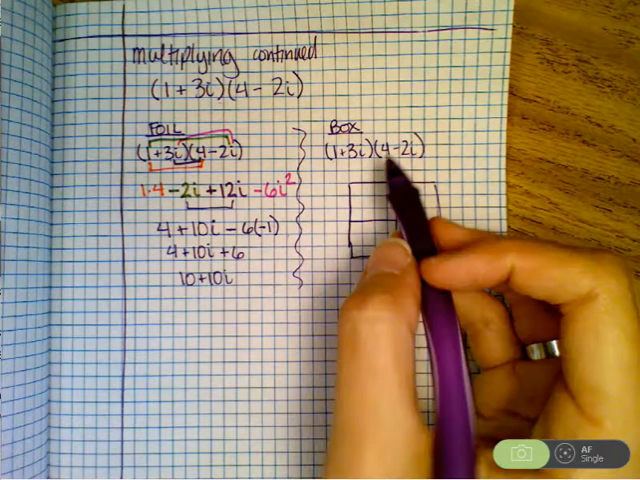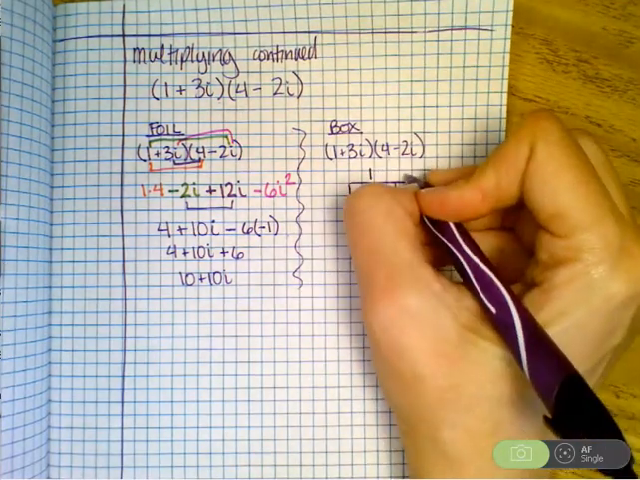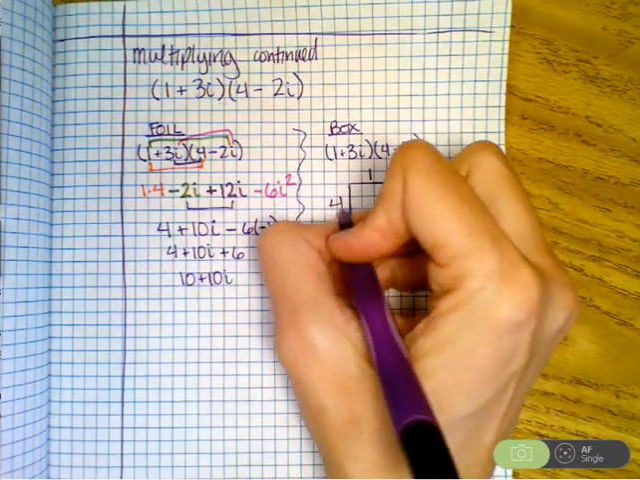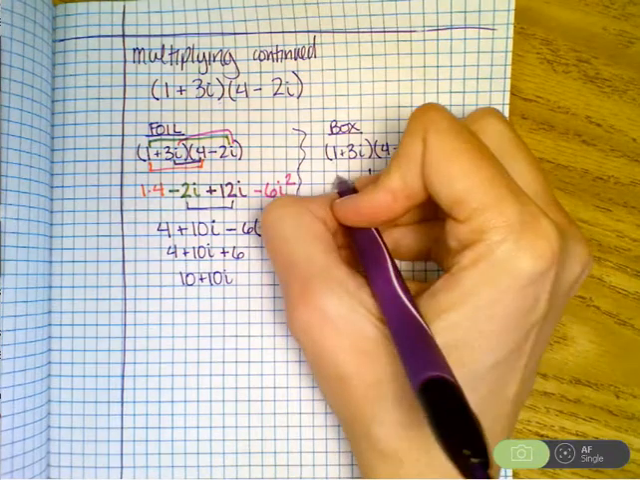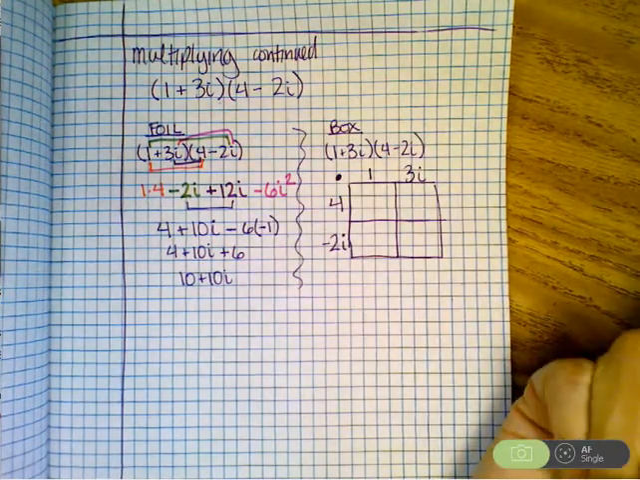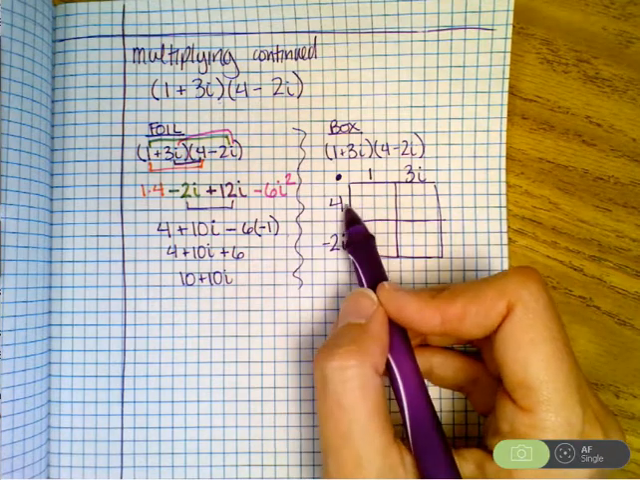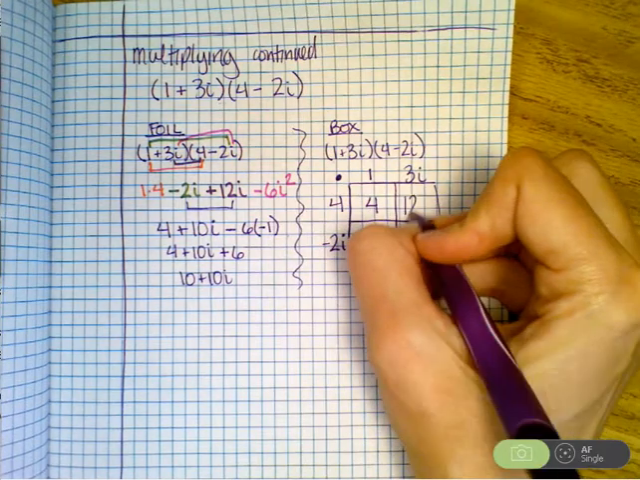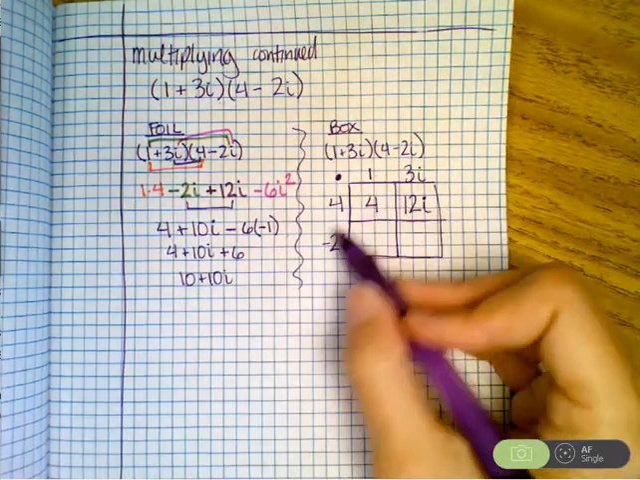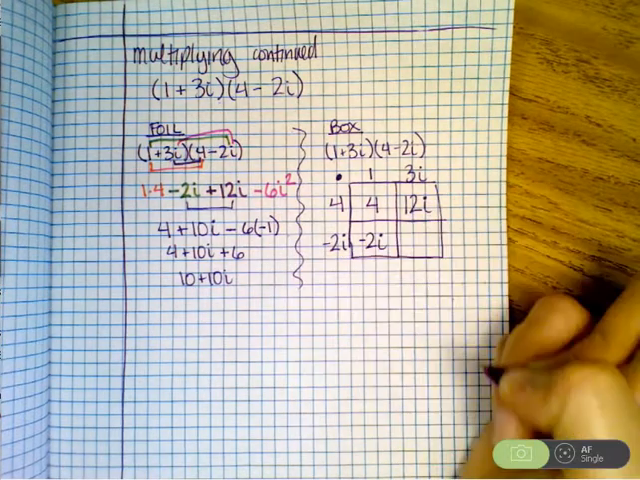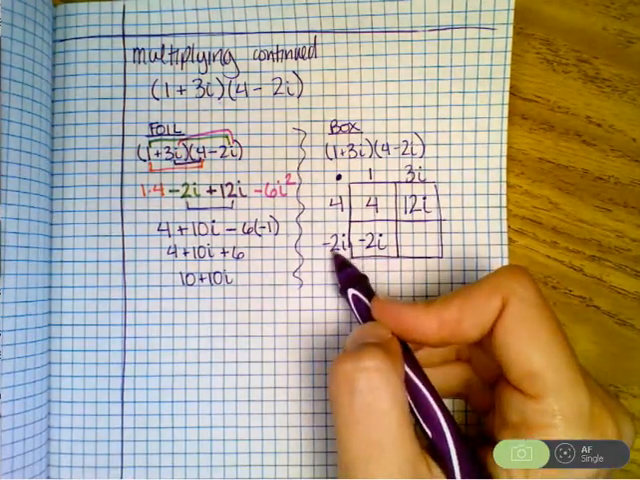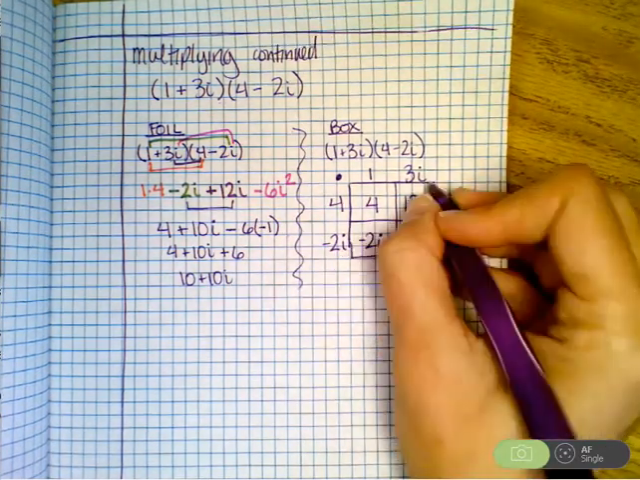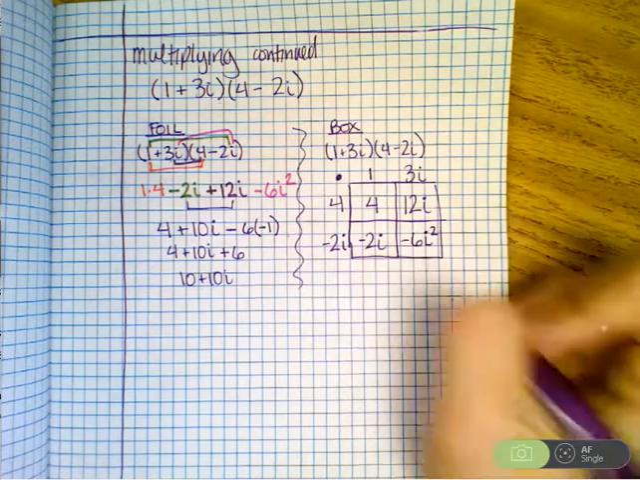Okay, so I take my 2 terms from this and I put them across one side. So 1 and 3i. I take these 2 terms and I put them down the other side. 4 and minus 2i. And I just want to remind myself that I'm multiplying these. So I fill it in like a multiplication table. 1 times 4 is 4. 3 times 4 is 12i, because I have the i there. 1 times negative 2i is negative 2i. 3i times negative 2 is going to go here, so 3 times negative 2 is negative 6, and then i and i is i squared.